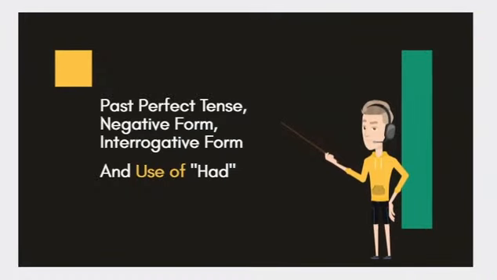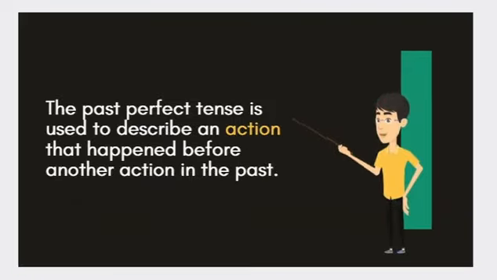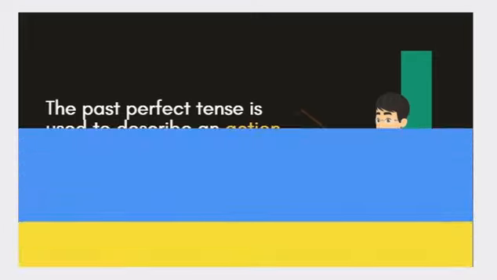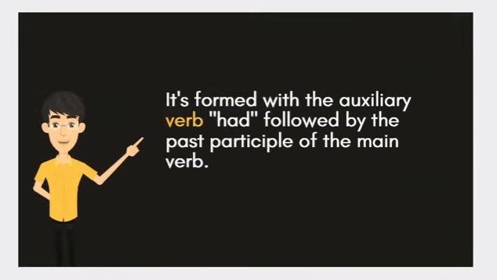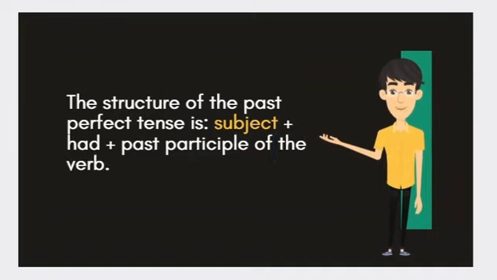Past perfect tense, negative form, interrogative form, and use of had. The past perfect tense is used to describe an action that happened before another action in the past. It's formed with the auxiliary verb had, followed by the past participle of the main verb. The structure of the past perfect tense is subject plus had plus past participle of the verb.